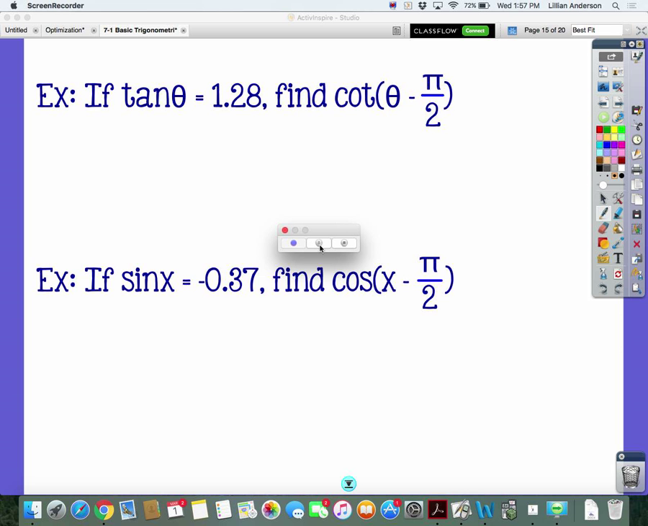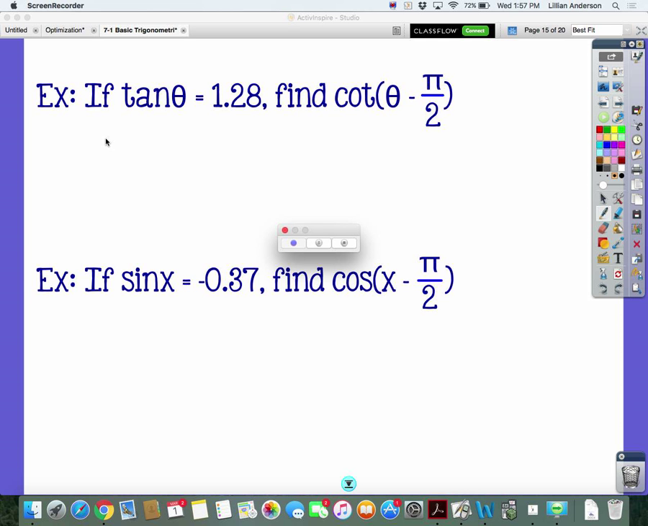So, we're given that tangent theta equals 1.28. We have to find cotangent of theta minus pi over 2. Now, that looks very similar to what? This part right here: the cofunction identity. But there's a difference, right? Doesn't the cofunction identity have it written in a different order?